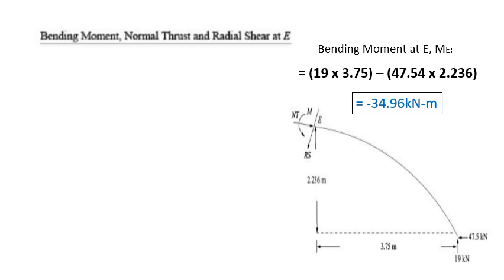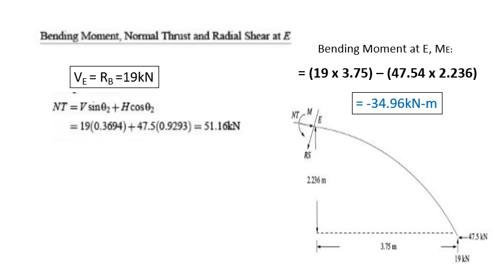You are getting the negative bending moment. And here there are no other vertical forces except RB. So the shear force at the section E is equal to RB itself, that is 19 kilonewton. So find out the normal thrust using the equation V sin theta plus H cos theta. Theta is one and the same because there is no variation in y. So 19 into sin theta plus 47.5 into cos theta, you get the normal thrust as 51.16 kilonewton.